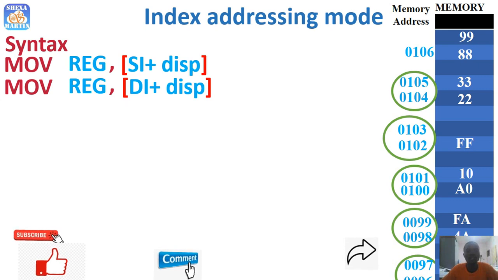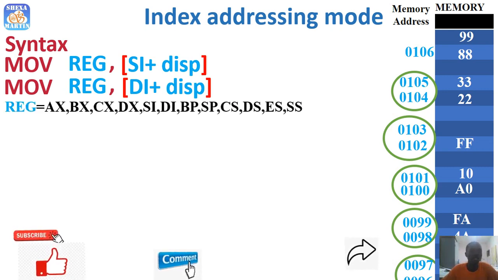These two are the registers that we are referring to as index registers. And because we can only use SI or DI, that's why we're calling this index register, index addressing mode. And in place of reg, we have these general purpose registers and segment registers. Let's say we have this example: move into AX the value that is at an address residing in SI plus three steps in the positive direction. So this is what we are saying.